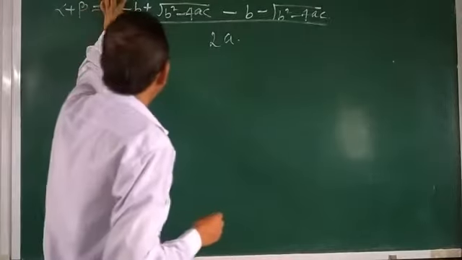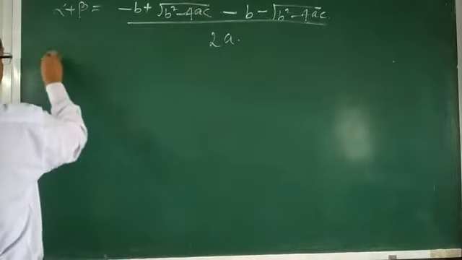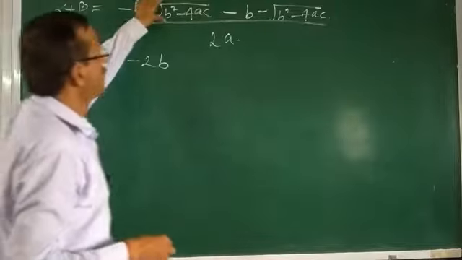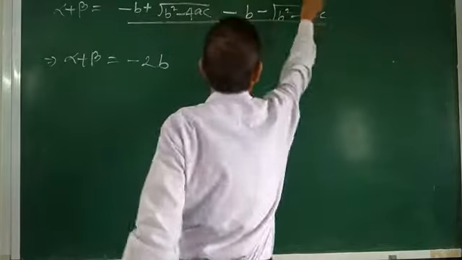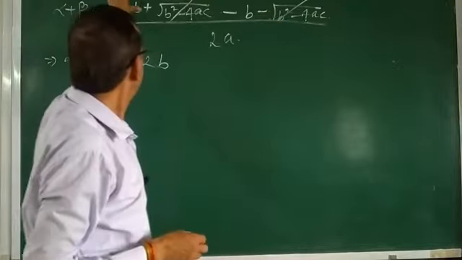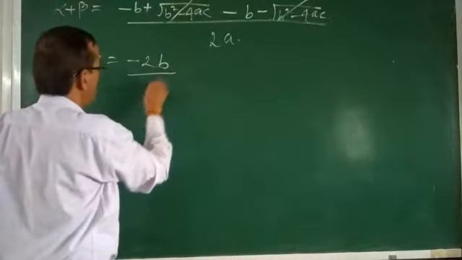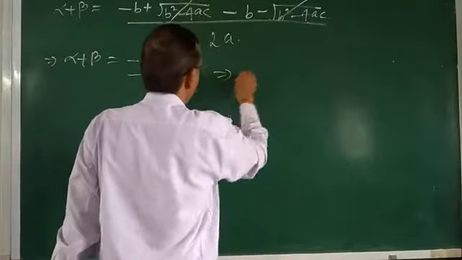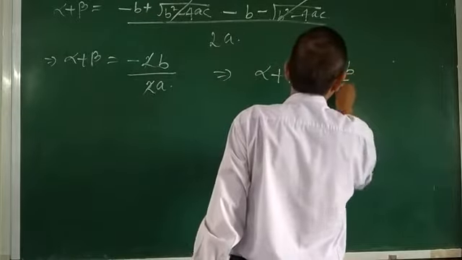See, minus b, there will be 2 minus b, so alpha plus beta equals minus 2b. The under root b square minus 4ac and minus under root b square minus 4ac will be cancelled, because one is plus and one is minus. So what remains? Minus 2b upon, down, what will be? 2a. 2 cancels. So we found alpha plus beta equal to minus b upon a.